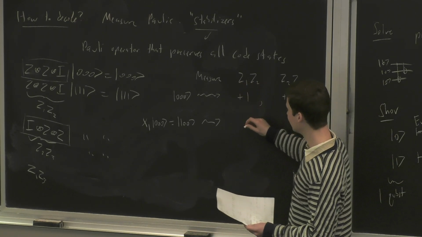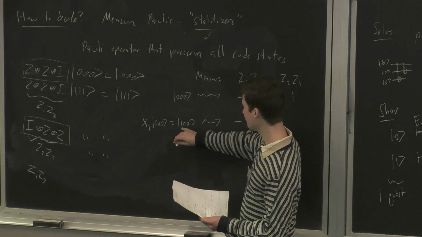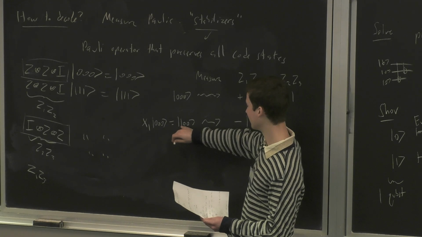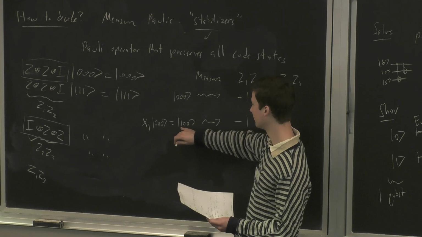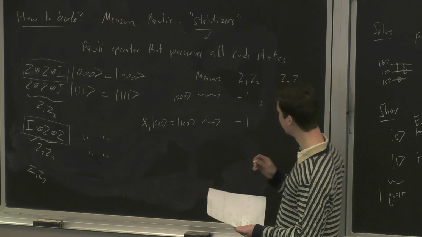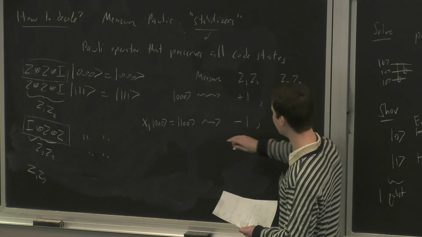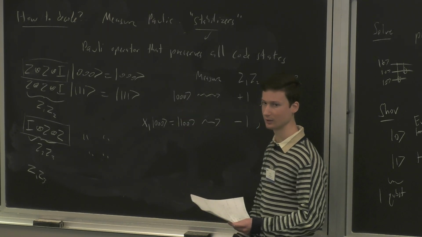Our Z1, Z2 measurement is now going to be -1, essentially because Z1, Z2 is measuring the parity. It's measuring the sum of the first two qubits mod 2, and that's 1 plus 0, which is just 1, so we get a -1. Z2, Z3 is still +1, because Z2, Z3 only looks at the last two qubits, and these aren't corrupted.